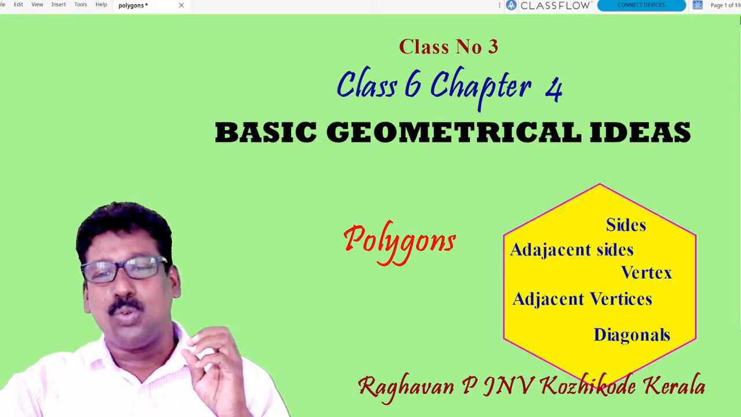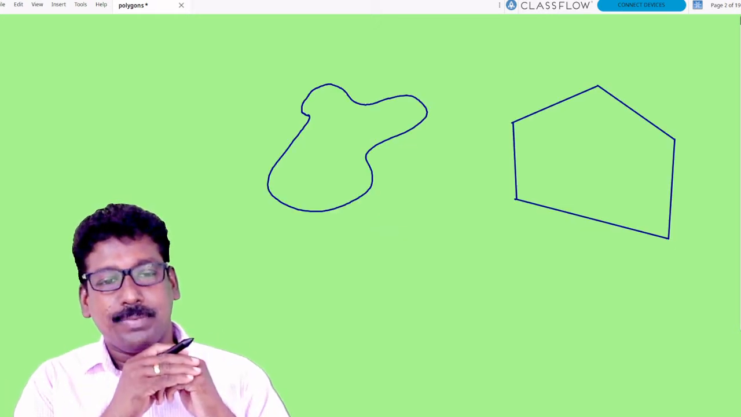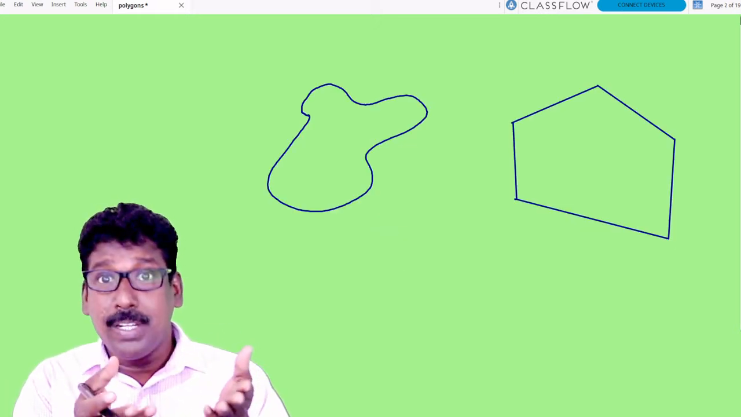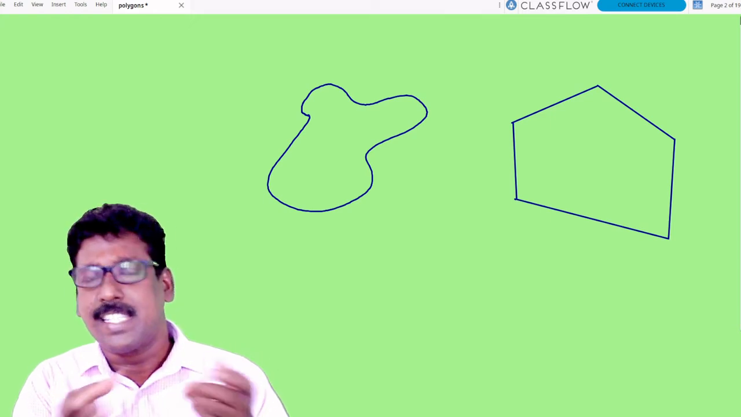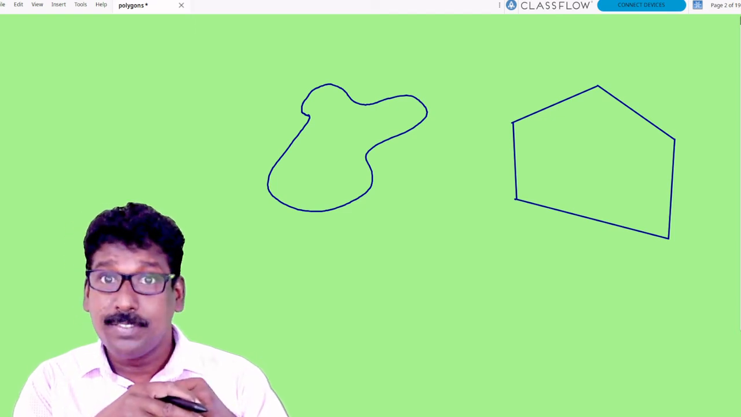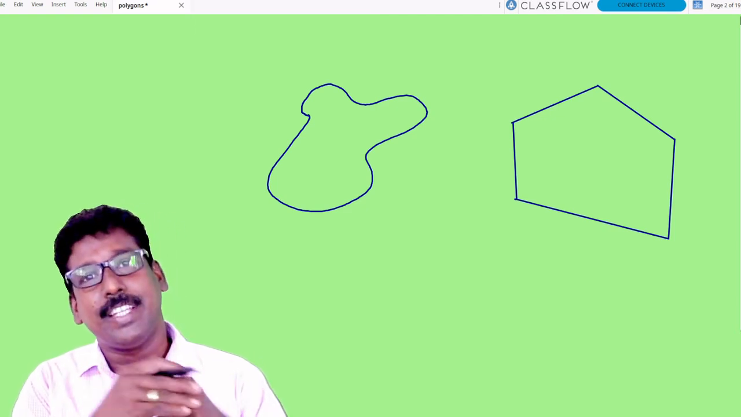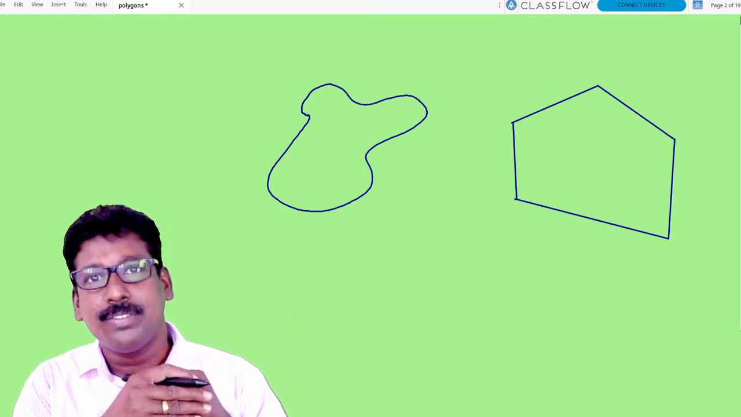Let me show you two curves. Here you can see two curves. Are they simple? Yes, they are not crossing itself. So it is a simple curve. Are they closed? Yes, of course, they are closed. Then what is the difference between these two curves?